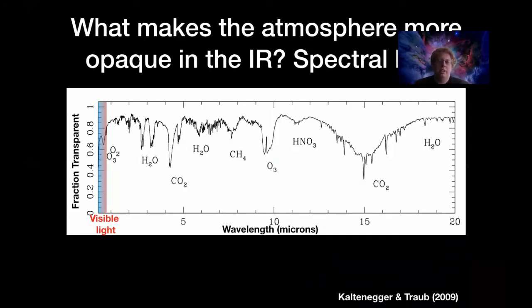So what is it about our atmosphere that makes it opaque in the infrared? Why is light able to pass through our own atmosphere in the visible without hindrance, but when it gets to the infrared light, it loses a lot? And the answer is that there are spectral lines. Recall that different elements and different molecules absorb light at different wavelengths. It turns out that there are molecules that have many, many absorption bands in the infrared.